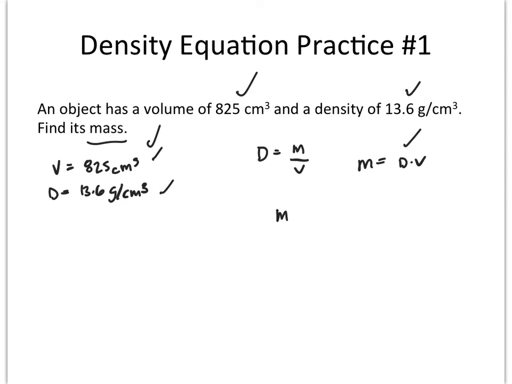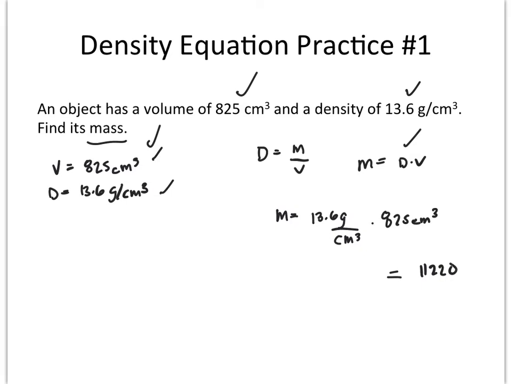So if we take our variables and we plug them in with our actual values, we're going to get 13.6 grams per centimeter cubed times our volume, which is 825 centimeters cubed. Okay, and we're going to go ahead and multiply that out. That's going to give us the following.